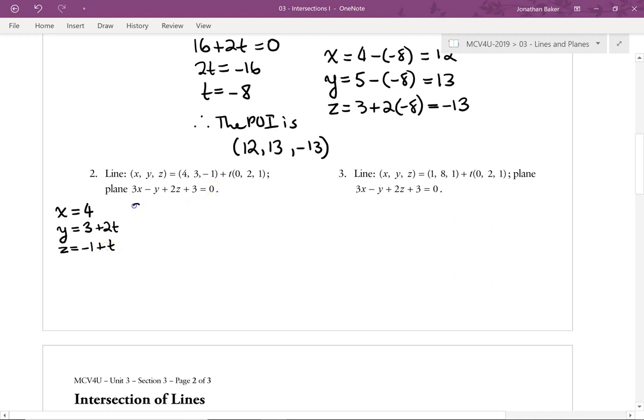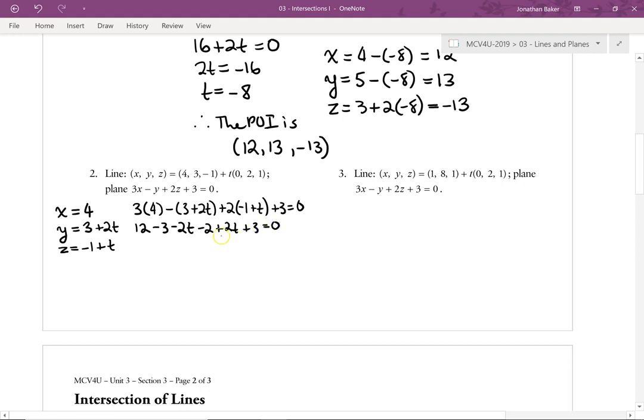And so we're going to have 3 times 4, minus 3 plus 2t, plus 2 times negative 1 plus t, plus 3 equals 0. And so we'll have 12 minus 3 minus 2t minus 2 plus 2t plus 3 equals 0.